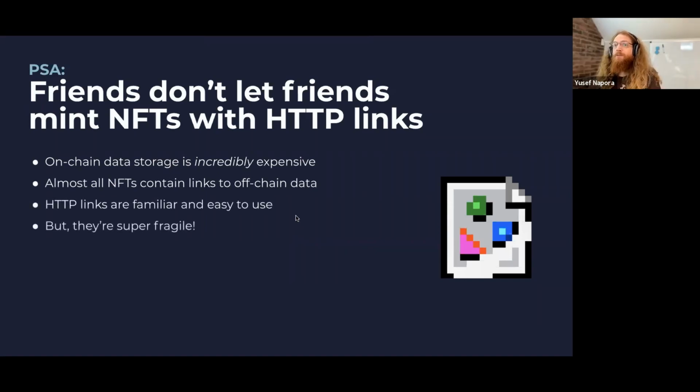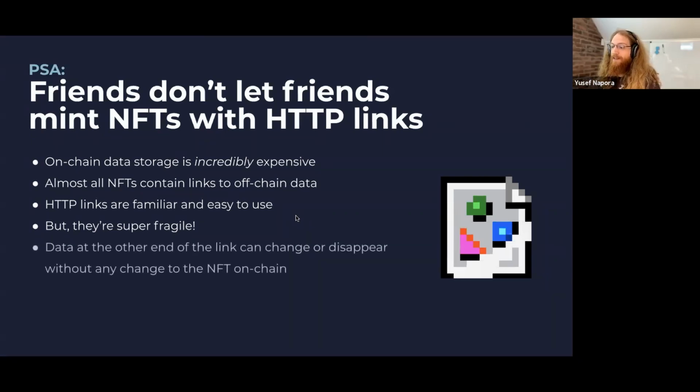And HTTP links are the natural thing to grab because they're super familiar and they work everywhere in web browsers, but they're fundamentally fragile by design, in the sense that the data at the other end of the link can change or disappear without any changes to the NFT on chain. And that for me is the key piece. You want the blockchain record to be the source of truth about the NFT, which an HTTP link doesn't provide because it only tells you where you can go to find the data. And whoever controls that location then controls the actual NFT data.